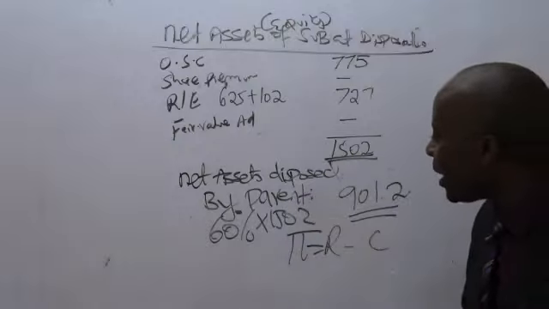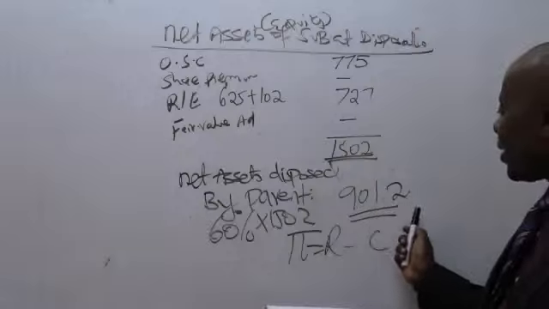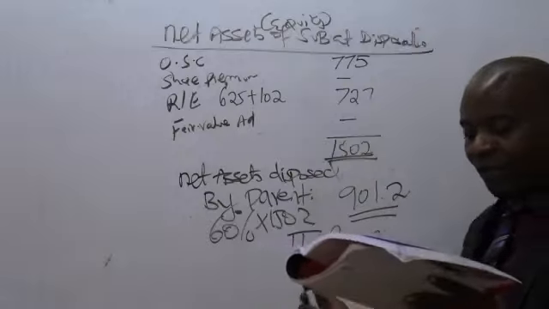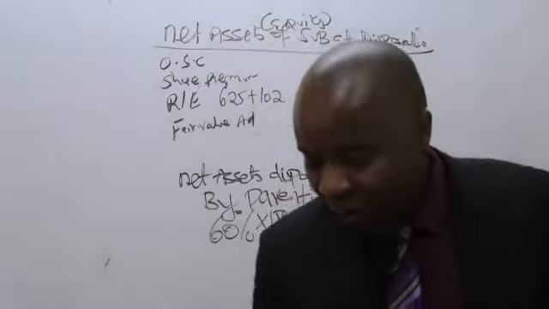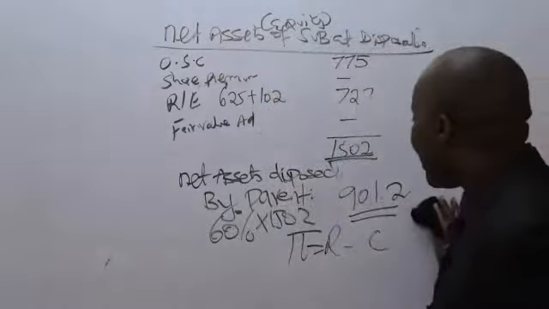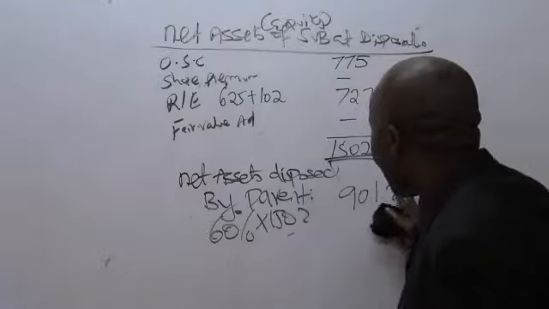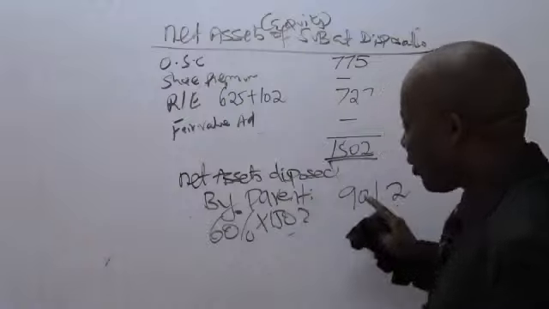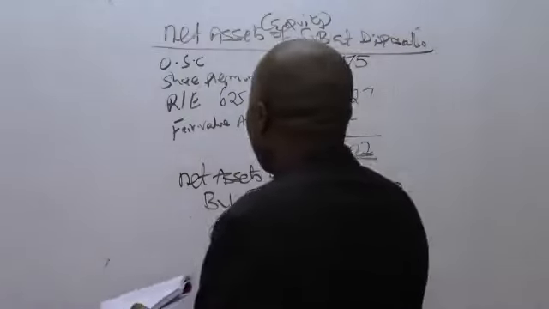We have here the net assets disposed by the parent. You have got 901.2. Remember, before I go to the profit, which is revenue minus cost, these guys had also an asset that has not been factored in here.